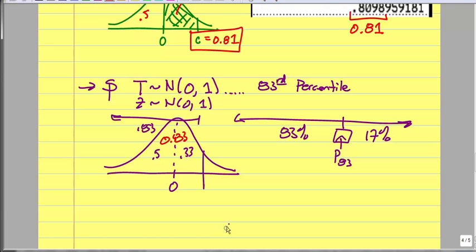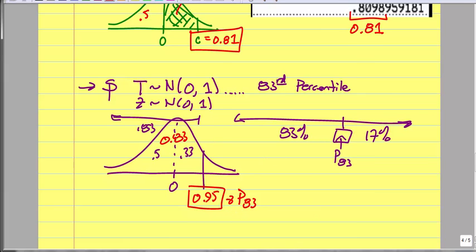So going back and looking at our picture then, I can see that this is going to be 0.95. That is going to be my 83rd percentile. So 0.95 degrees, since we're talking about temperature here, would represent the 83rd percentile.